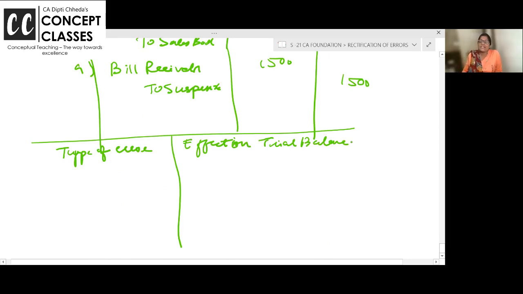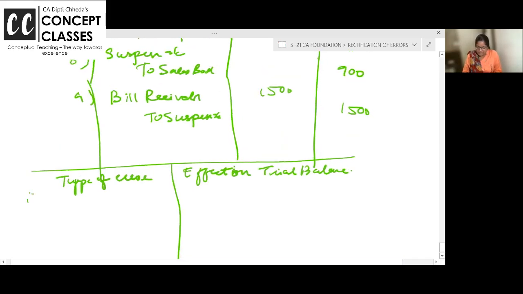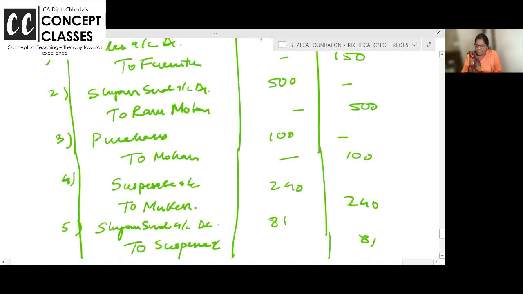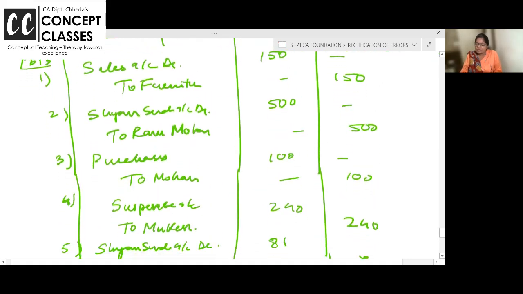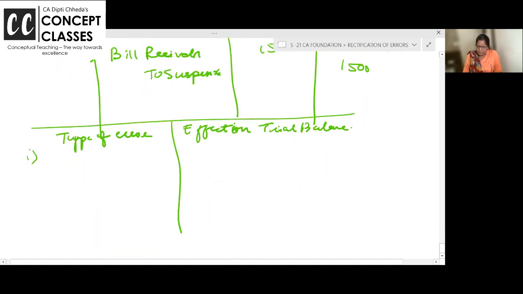So as I said, some kinds of errors like complete omission will not affect it. Error of principle, it will not affect. So like that. Chalo, let us interpret what entry you have passed first. Sales to furniture. Which kind of error is it? Error of principle. And no effect on trial balance.